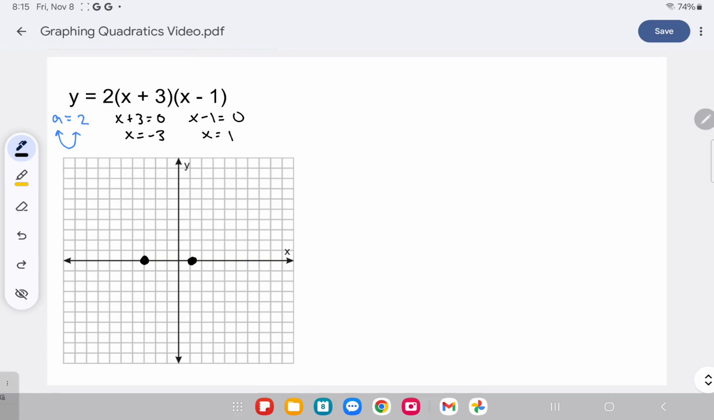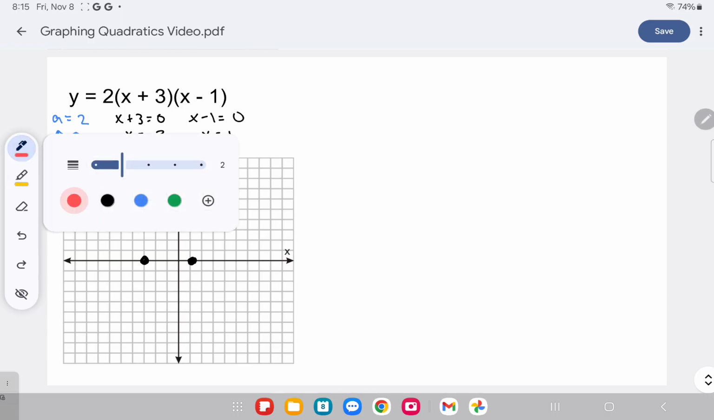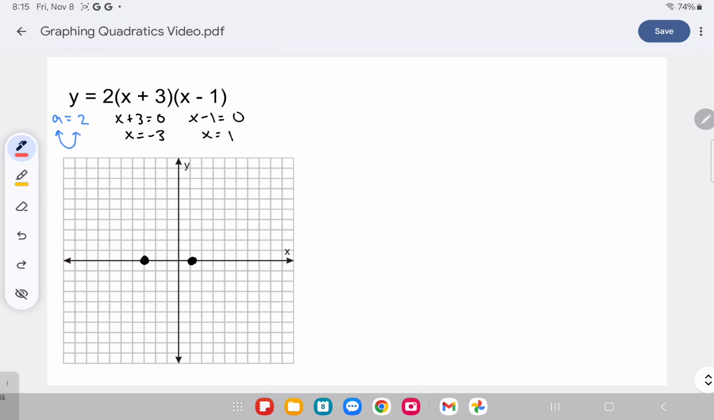Remember, it's helpful to know where your intercepts are because if we know where our intercepts are, we can figure out our axis of symmetry. Our axis of symmetry will be right in between our two intercepts. So in this case, -1. And again, if you have trouble figuring out what's right in between the two numbers, take the average of them. In this case, -3 plus 1, and then we divide that by 2.